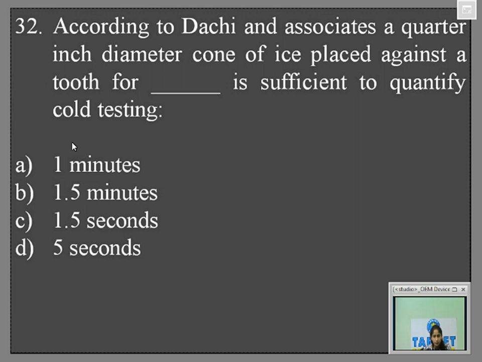Then we come to the tools. There are 5 things that can be used for cold testing. First is your cold water. Second is your ice stick. So cold water, ice stick, you can club it together. Then the next one is your DDM, that is dichloromethane. DDM is also called endo ice.